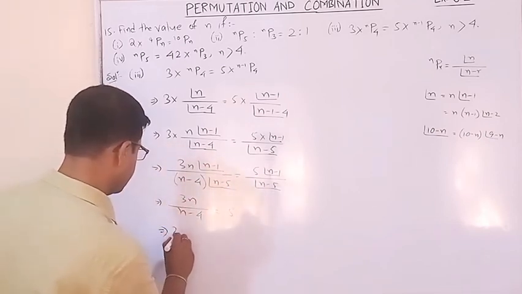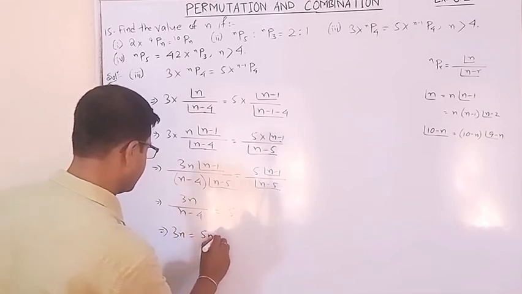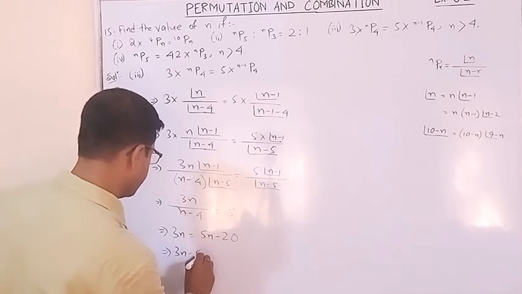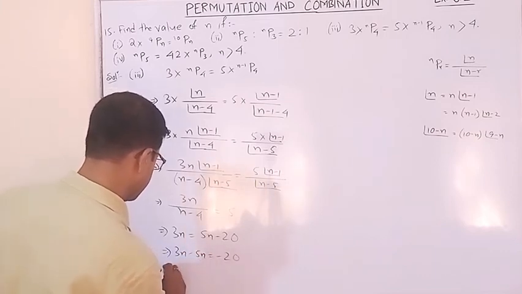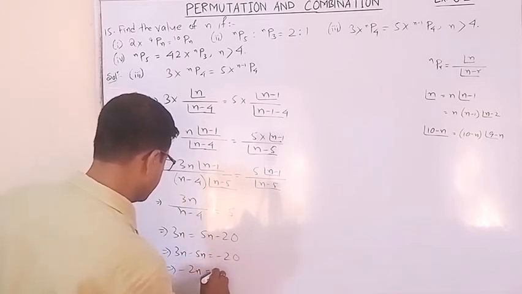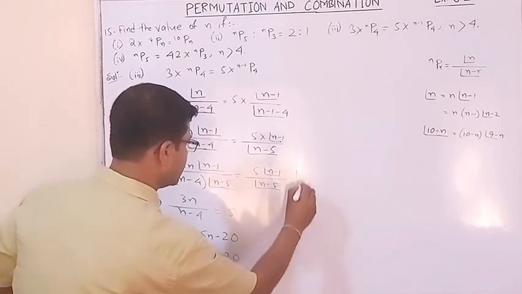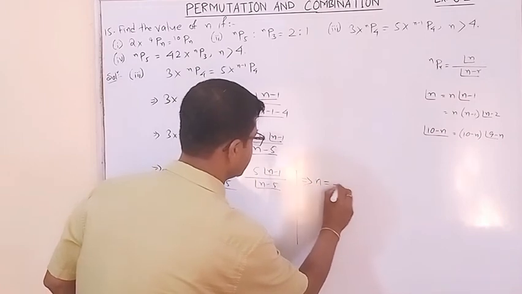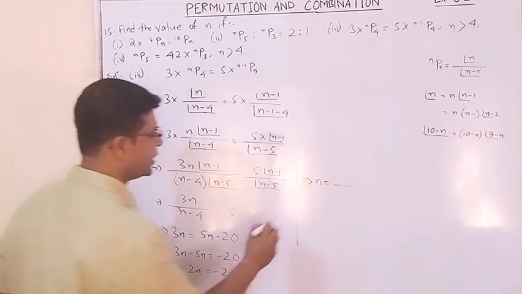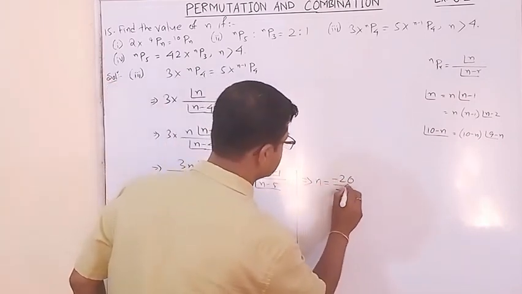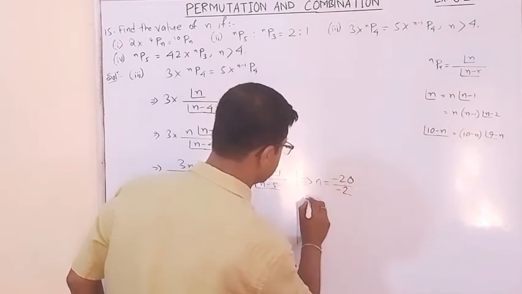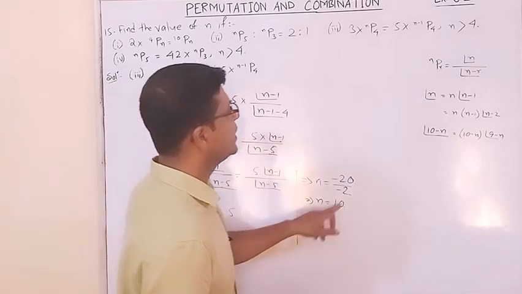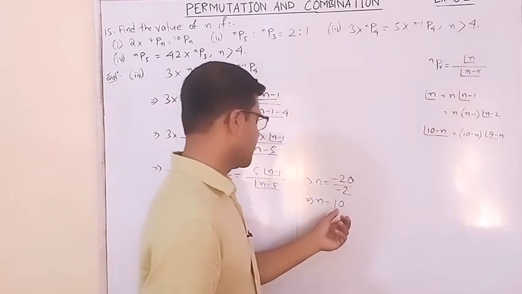This is 3n, this is 5 into n minus 4, 5 fours are 20. 3n equals 5n minus 20. This is minus 2n equals minus 20. So here n is equal to minus 20 divided by minus 2. So in this case n is equal to 10. You see, the value of 10 is more than 4. So we can accept this answer.